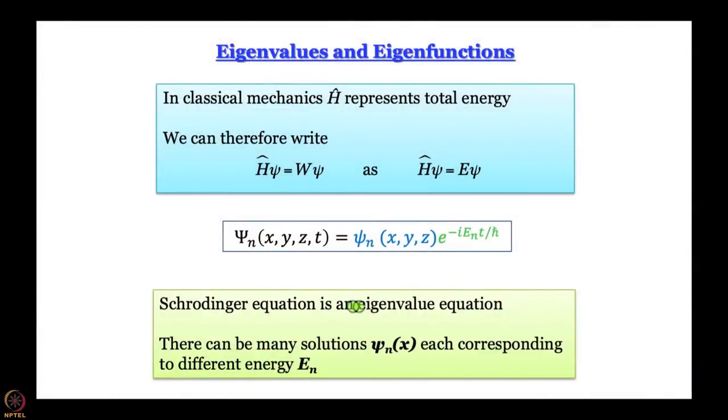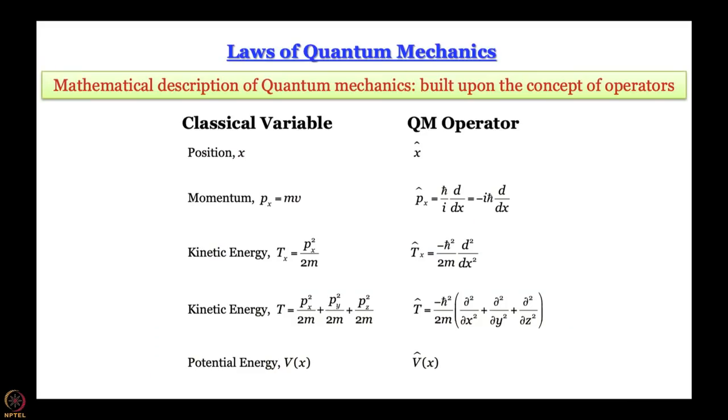So, you see that we have got the Schrodinger equation, which is an eigenvalue equation. So, from here we go to this postulate that first of all, for every classical variable, physical observable, there is going to be a quantum mechanical operator. We have already come across the total energy operator Hamiltonian, so it is not listed here.